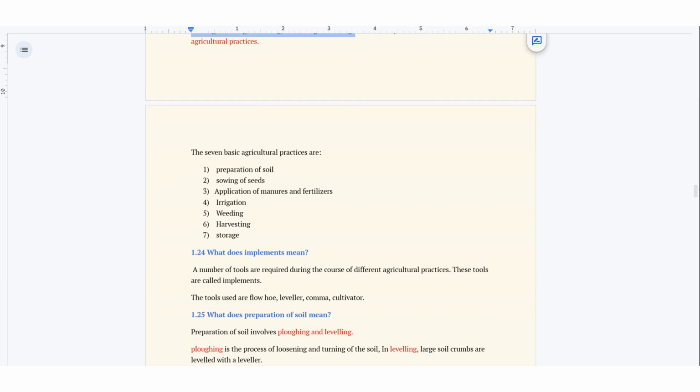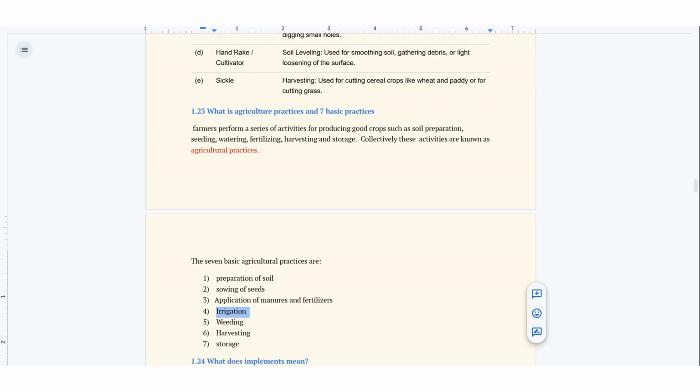So that has been elaborated: preparation of the soil, sowing of the seeds, application of manures and fertilizers, irrigation. Irrigation is like putting water. So here you can see watering. You can write watering or irrigation. Weeding. While the plant grows, there will be unwanted plants growing here and there. So you can just remove those. That is called weeding.